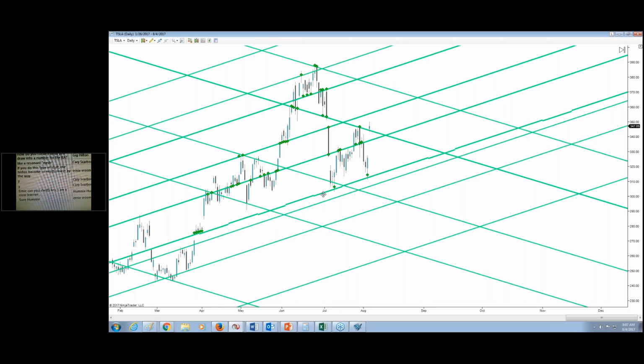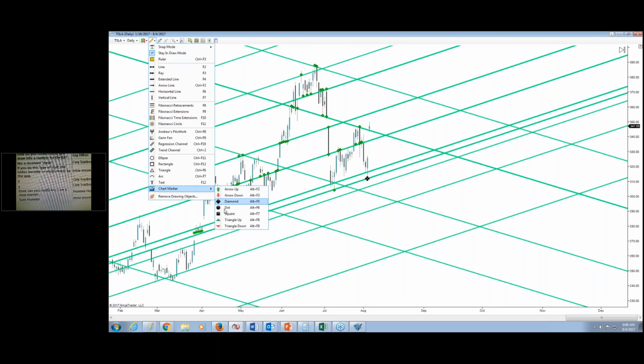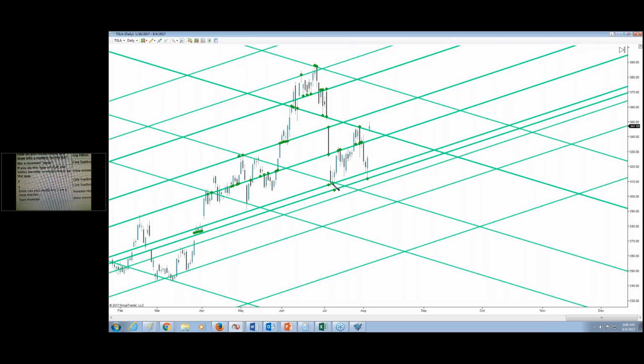Or I would put 2 lines right here. Ready? That's probably a better thing to do, because then I have the touches down here, and I have the touches here and at the top. Okay. Does everyone see what we've got going on here?